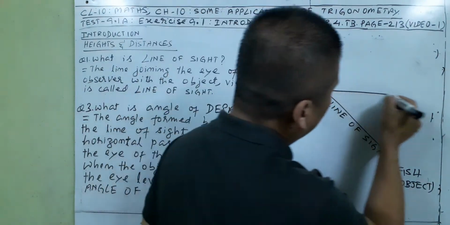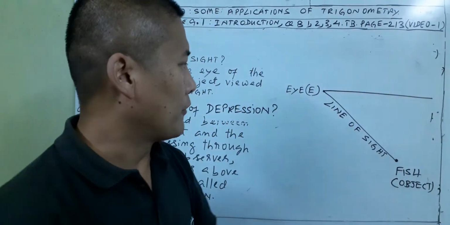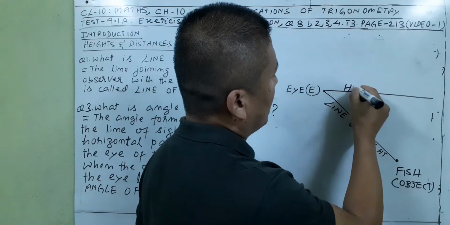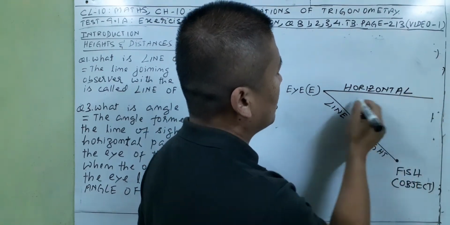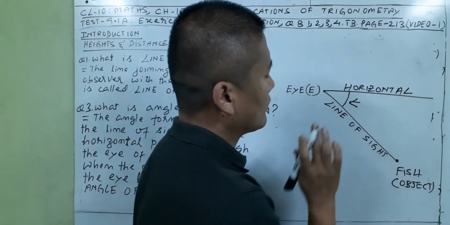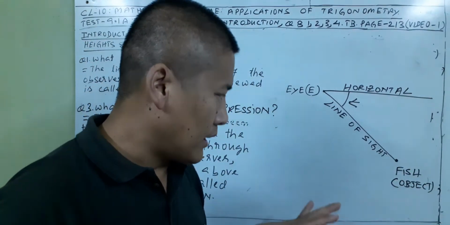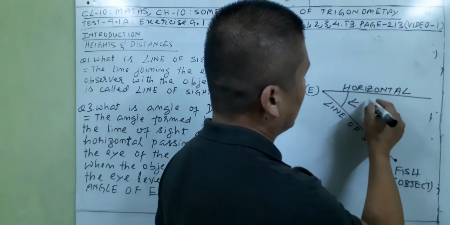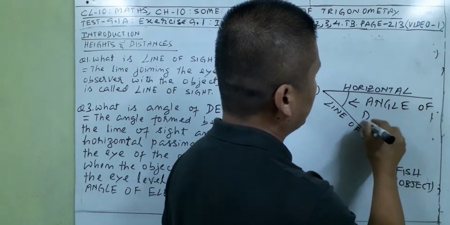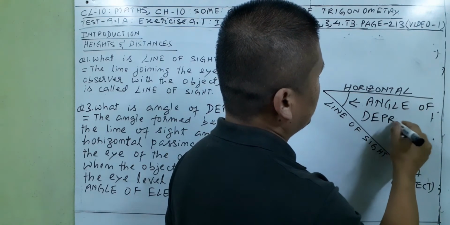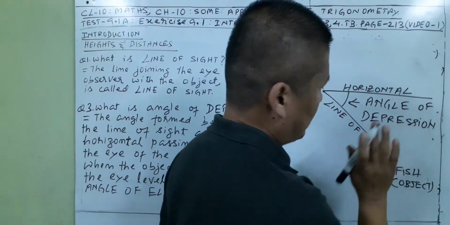So draw a line through your eye, parallel to the floor of your room, and you know that is called your horizontal line, or we can simply call it the horizontal also. So the angle formed between this horizontal and your line of sight, when your object, the fish, is below your eye level, such an angle is called the angle of depression. So depression is the exact opposite situation to your elevation, right?